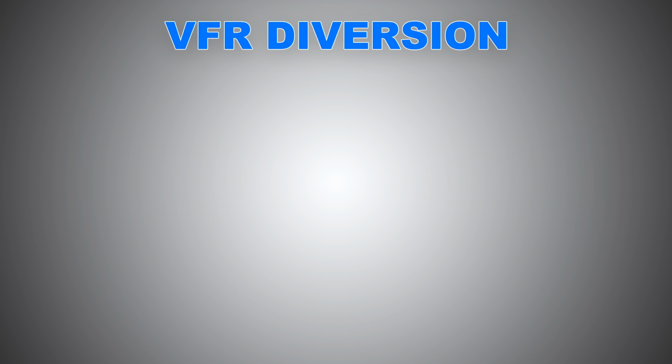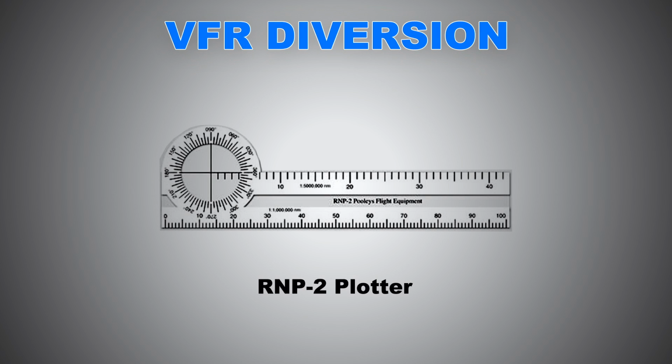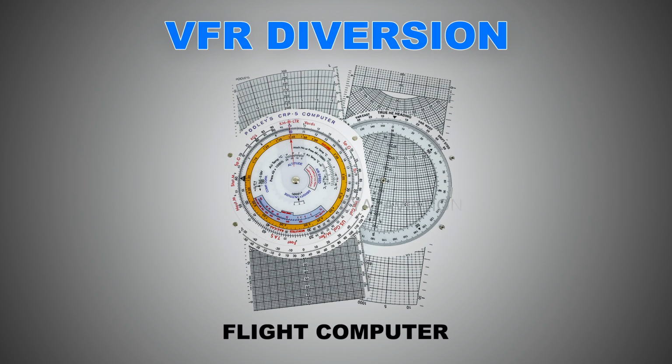Before we get started though, please make sure you have the following items handy so that you can follow along with the process. First, we're going to be needing a VFR map, obviously, a plotter, a protractor, and a flight computer. It can be a CRP5, E6B, or an app.